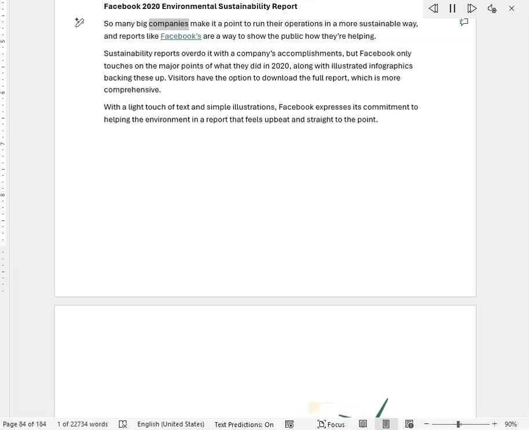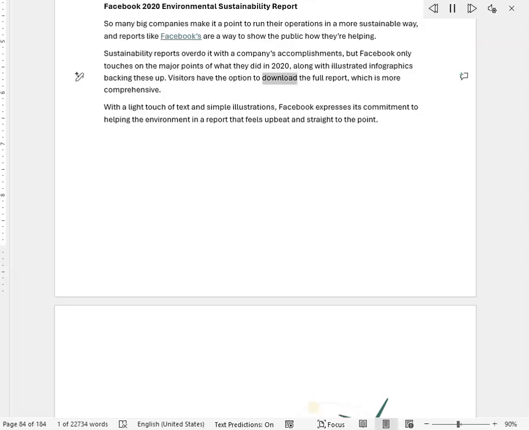Facebook 2020 Environmental Sustainability Report. So many big companies make it a point to run their operations in a more sustainable way, and reports like Facebook's are a way to show the public how they're helping. Sustainability reports often overdo it with a company's accomplishments, but Facebook only touches on the major points of what they did in 2020, along with illustrated infographics backing these up.